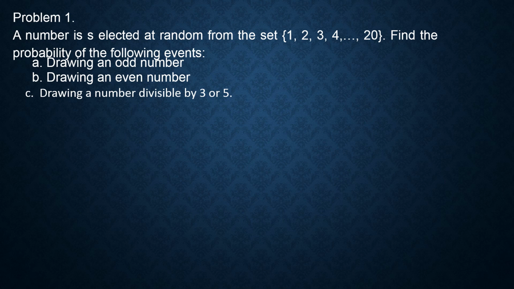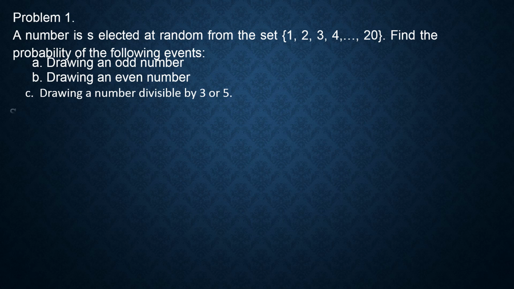For letter A and B, of course, that is under simple event. Then for letter C, drawing a number divisible by 3 or 5, we will be using the concept of LCM. We know that the LCM of 3 and 5 is 15 because there is no common factor between 3 and 5 other than 15.